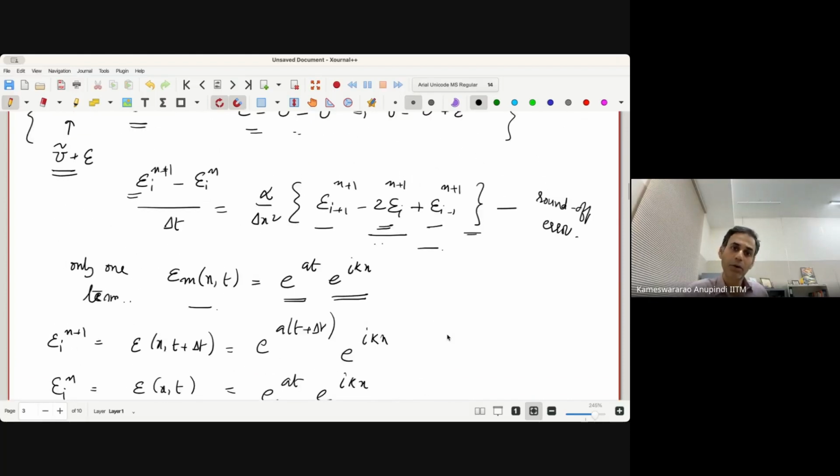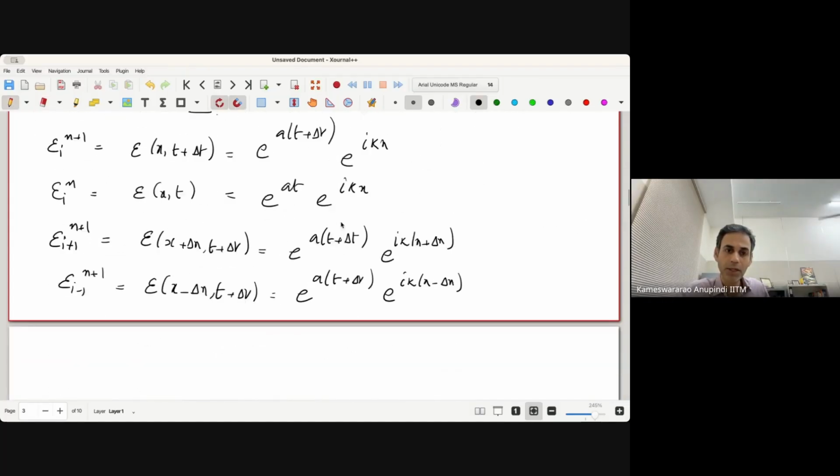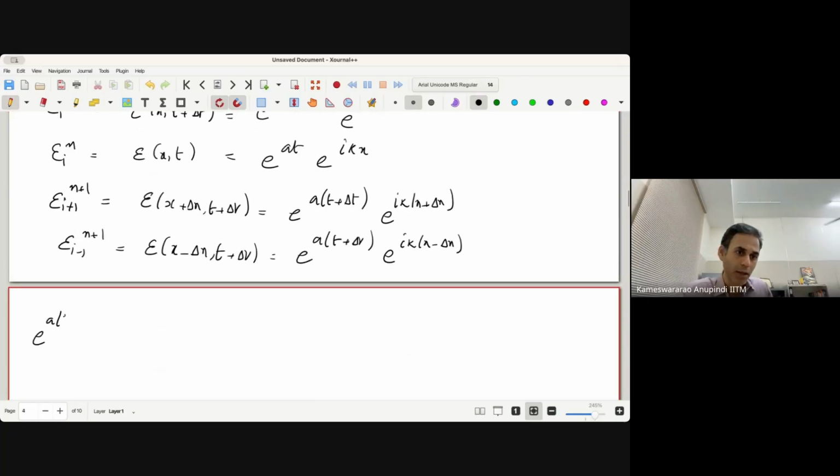All right. So then we have all the four quantities available. So we can actually just substitute them in this equation and then see what we're going to get. So on the left hand side, we have epsilon_i^(n+1), that is going to be e to the power a(t plus delta t) e to the power ikx, minus epsilon_i^n, which is e to the power at e to the power ikx, divided by delta t equals alpha by delta x squared.